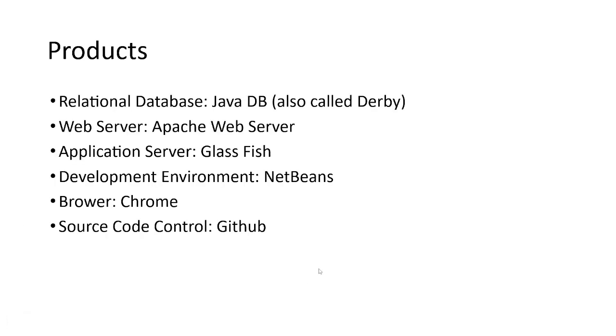For our relational database, we're going to use a database called JavaDB. It's also called Derby, and we're going to use that because it comes pre-installed with our development environment. For our web server, we're going to use Apache Web Server, and for our application server, we're going to use Glassfish. For our development environment, we're going to use NetBeans, and NetBeans is a development environment that comes pre-bundled with JavaDB, Apache Web Server, and Glassfish. So with one installation, we're going to be able to get all of these installed on our computer.